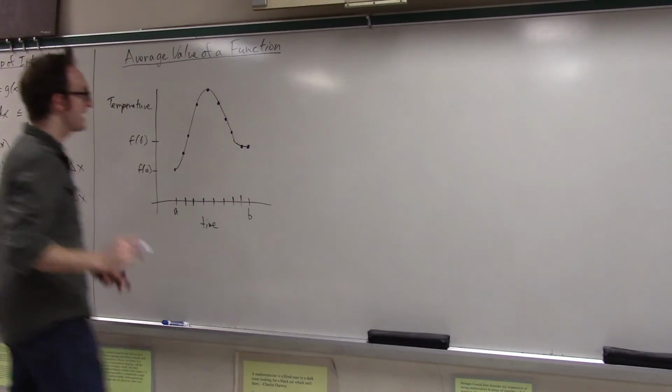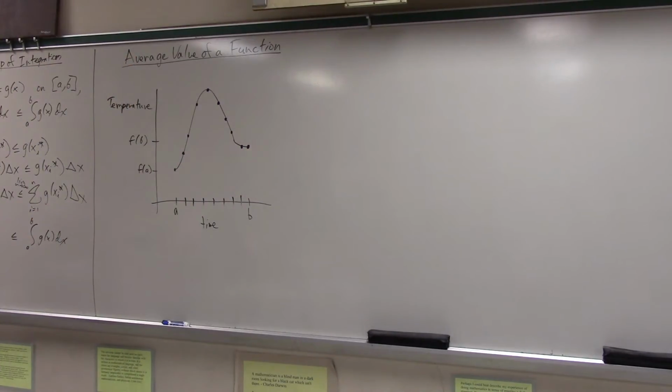Boom, boom. Now I have just a whole bunch of y values, and what do I do with all of these temperature y values? Add them up and divide by the number of dots. The number of them, right? That's just literally what an average is.